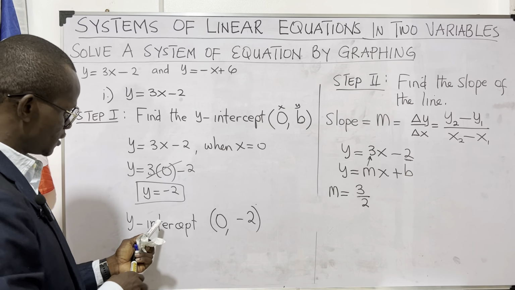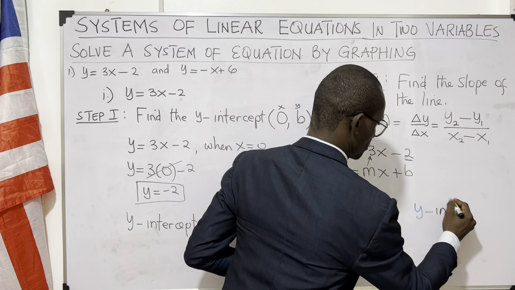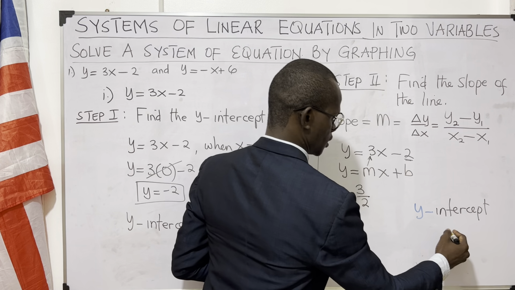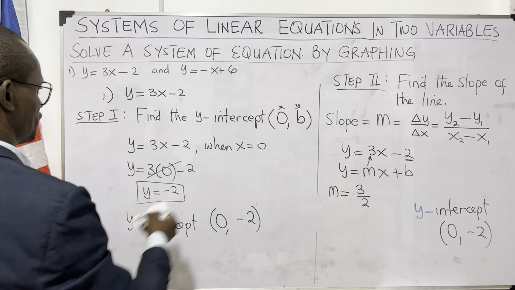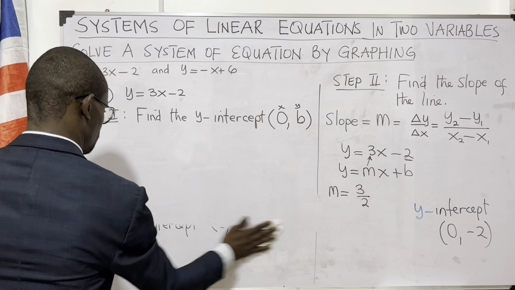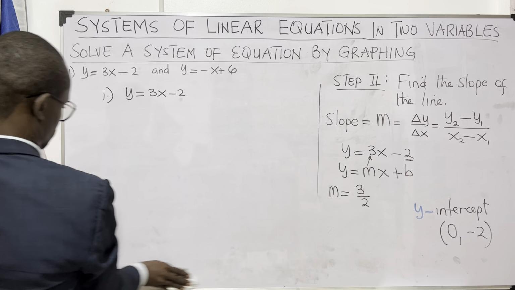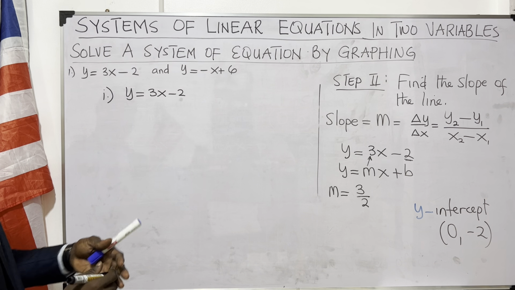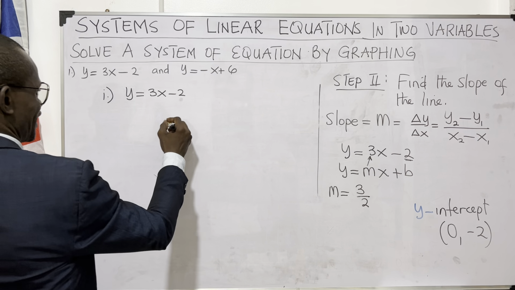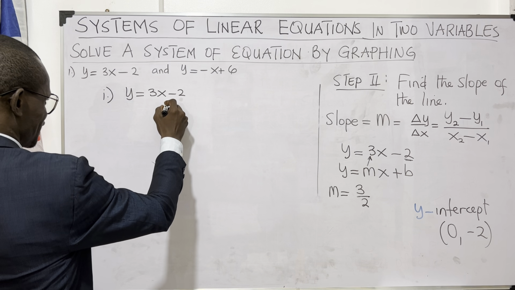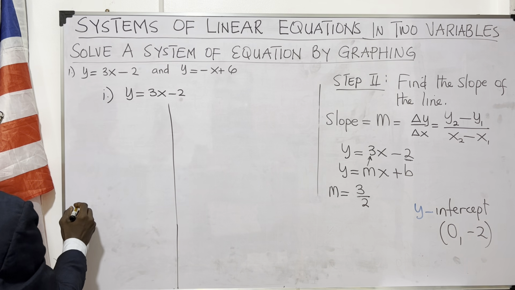The y-intercept is 0, comma minus 2. So now let's graph. Very, very simple. If we graph this first one, we still have to do the second one, so we just include this one in the same graph. Excuse me for my freehand drawing.